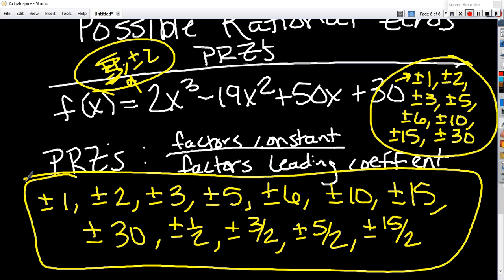I don't know when to stop. When you've used all of them. So I take all of these and divide it by 1. Then I take all of those and divide it by 2. If there was another factor here, then I would divide it by that also. So the bigger your leading coefficient is, the more. So you use your leading coefficient.